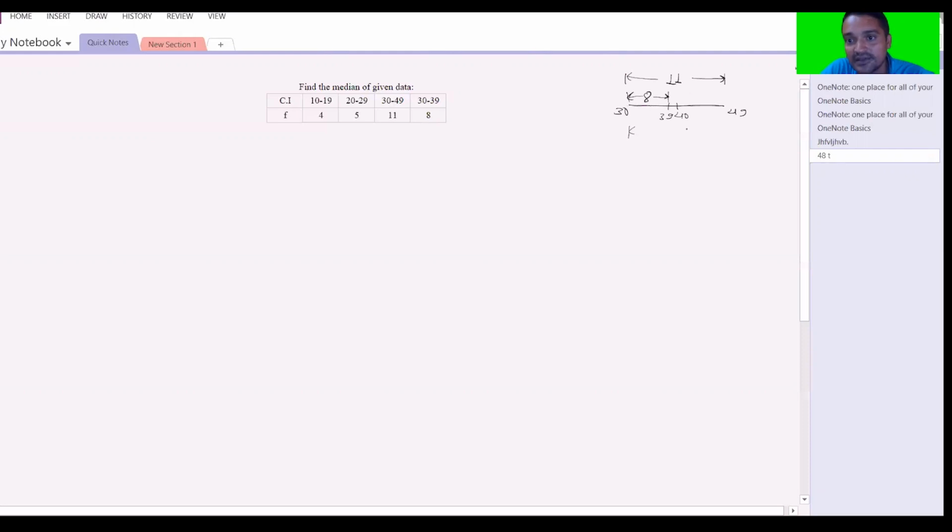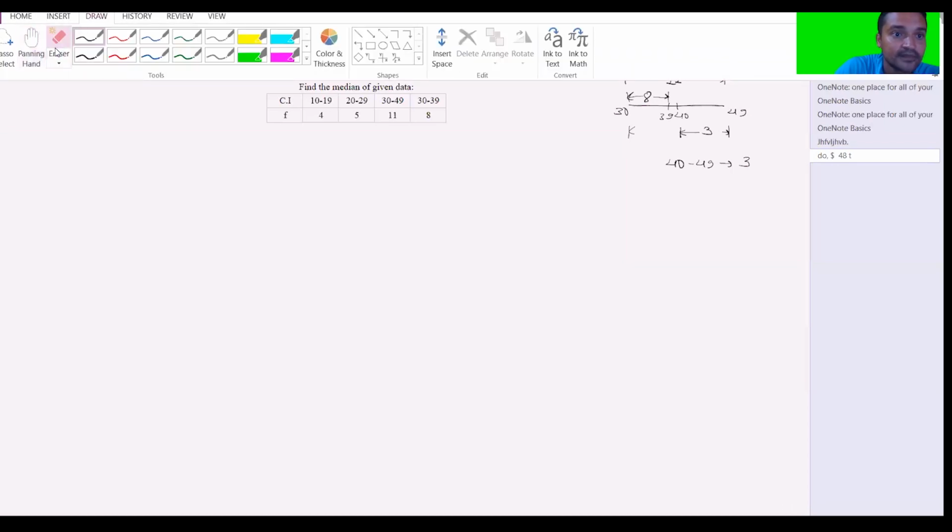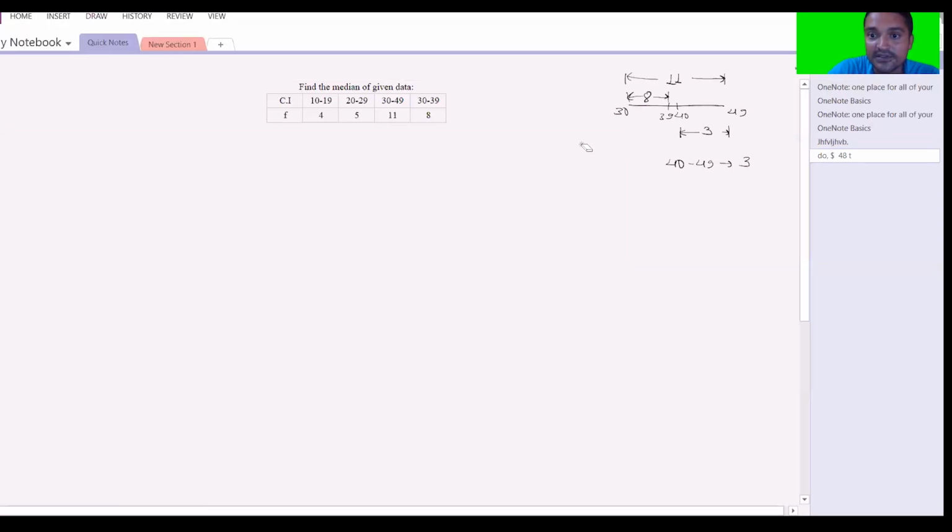Then what will be the actual frequency of 40 to 49? It will be 11 minus 8, that will be 3. The frequency of 40 to 49 will be 3. Means that 40 to 49, its corresponding frequency will be 3. You need to know this one. Let's clear this, it is not needed.